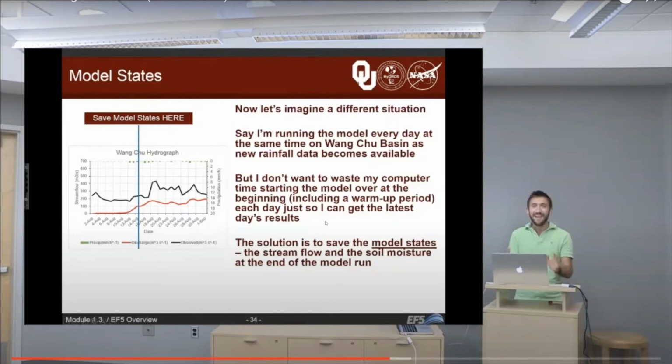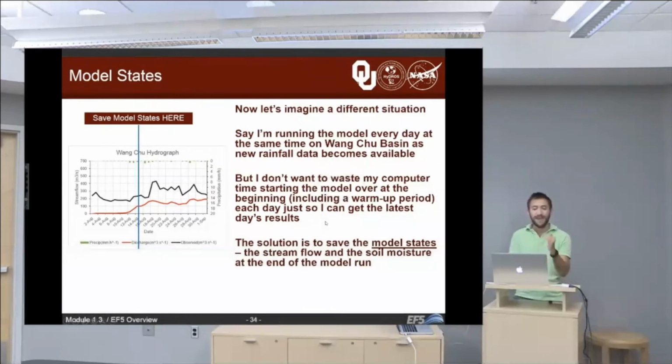In that case, we would have no choice. We would need to save our model states. So what we do is at the exact point when the warm-up period ends, we save the model states. So we save the streamflow at every point.